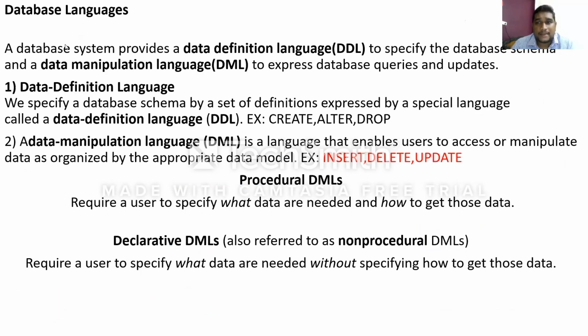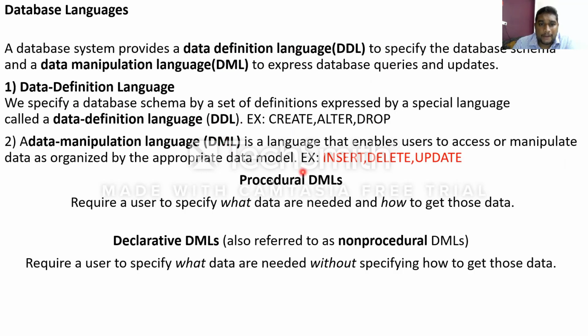Next, database languages. For creation of a database, we use two types of languages called DDL and DML. DDL is data definition language, which defines the schema, and DML is used to retrieve the data in the schema. DDL commands are create, alter, drop. DML commands are insert, delete and update. So for inserting, deleting and updating data in a relational database, we use DML. For creating the schema, altering, adding a column, or removing a particular table, we use DDL commands.